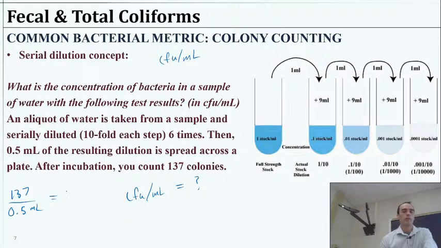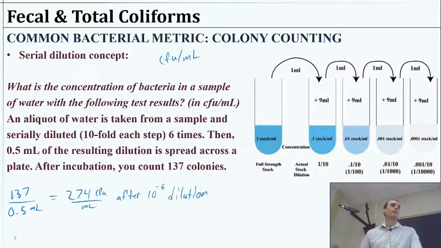So that was your 274, right? Did I do that right? Colony forming units per milliliter. And I'm going to erase this. But after that, it's a 10 to the 6th dilution, right? So to account for the 10 to the minus 6 dilution, you can just divide by 10 to the minus 6, or you could just multiply by 10 to the 6, and that should restore it. That should be all you need to do, right?